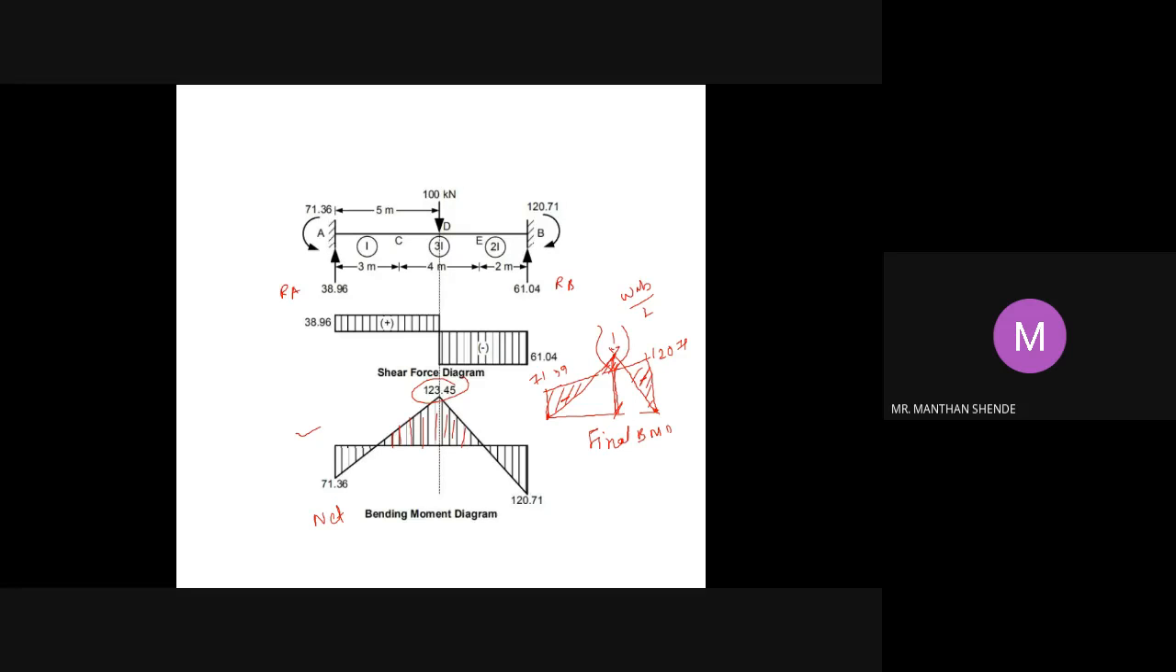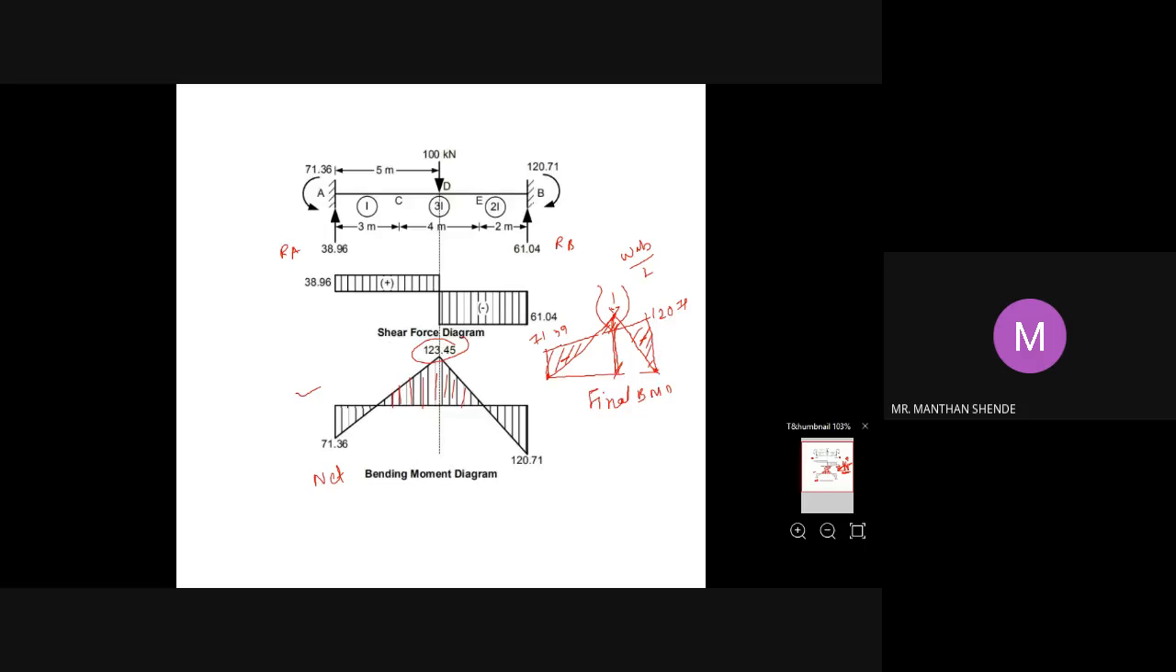You have the reactions, you find it out with the help of these reactions, and you will get this net bending moment value, and this is your end moment diagram. So this is how you can plot the shear force diagram and the bending moment diagram. Okay, then I will start.